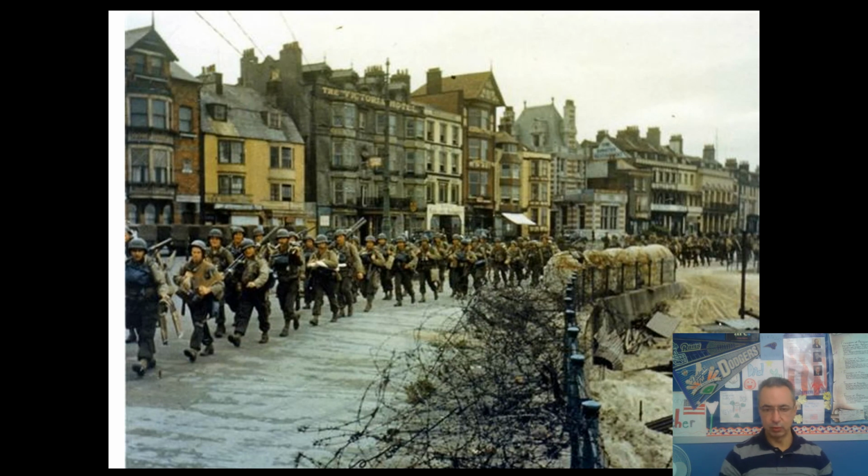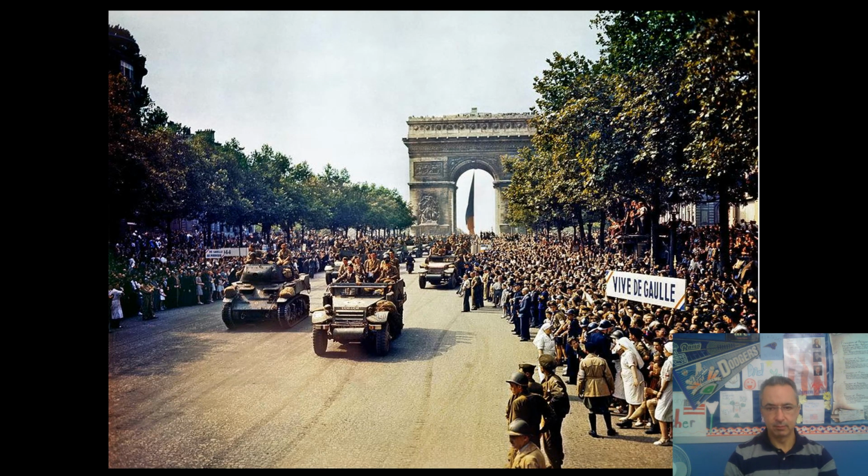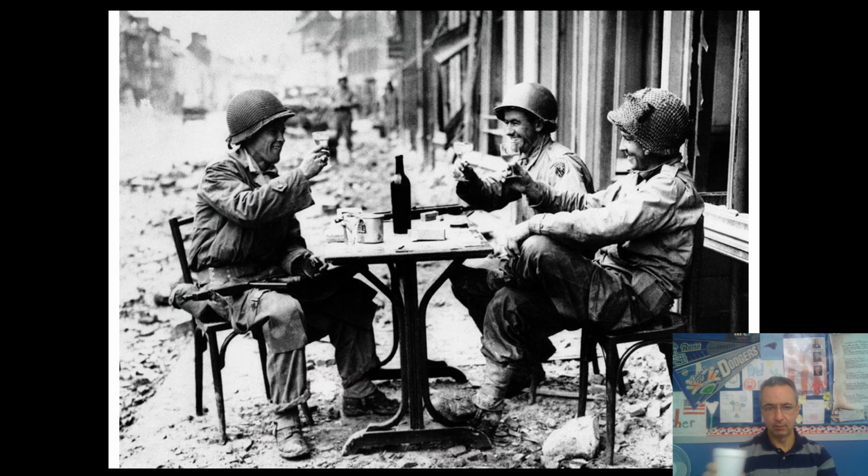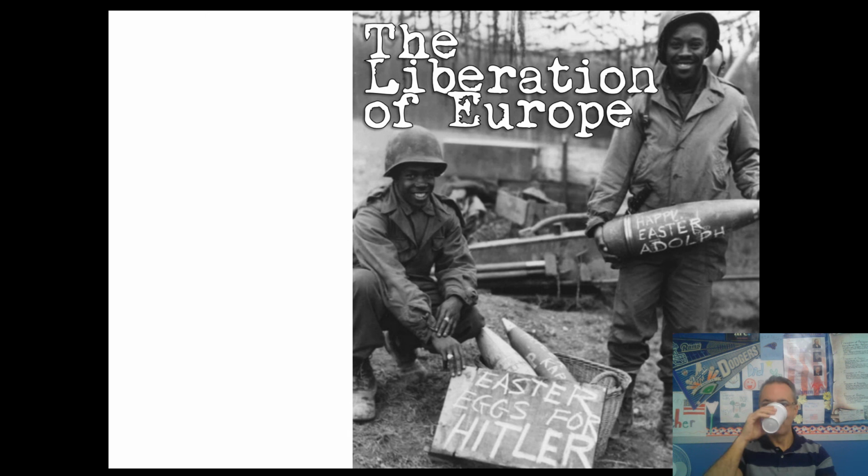You can see here soldiers marching through coastal towns. Here, that's the center of Paris after the Allies go in and liberate Paris from German control. Soldiers taking a little time off from the battlefield to relax, have an adult beverage. You can see there, Happy Easter, Adolf. Easter eggs for Hitler. These are all bombs that they're writing on.